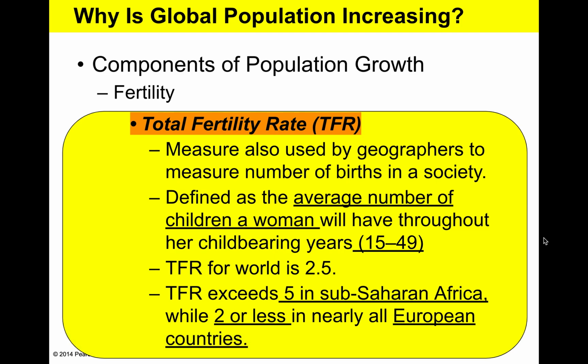We also look at the measurement of total fertility rate. This is the average number of children a woman in childbearing years, 15 to 49, will bear during her lifetime. The total fertility rate of the world is 2.5. Total fertility rate is highest in Sub-Saharan Africa, meaning that the average woman in her childbearing years in Sub-Saharan Africa will have 5 children, whereas in more developed countries, such as in Europe, women will have well less than 2. Same with the United States.